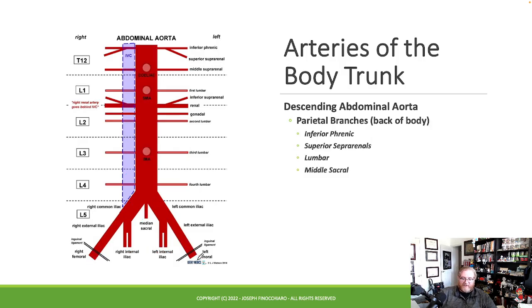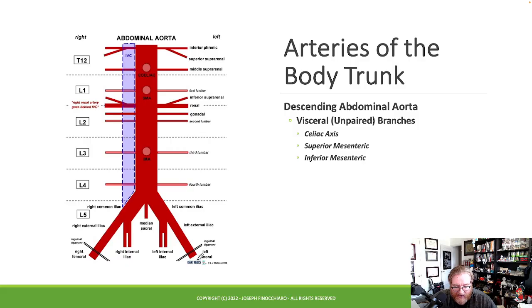So the descending abdominal aorta parietal branches, this is going to feed the back of the body. So think about what we're talking about here. The inferior phrenic, suprarenals, lumbar, middle sacral. These are things that are going to feed organs and tissues in the back of the body.